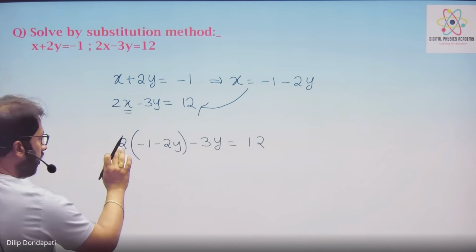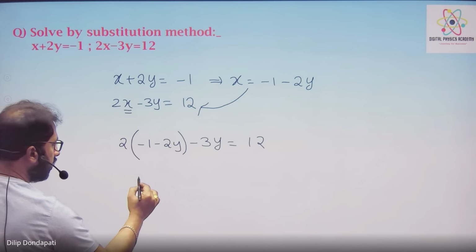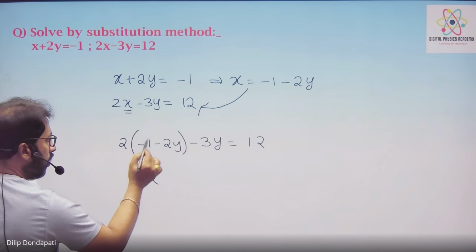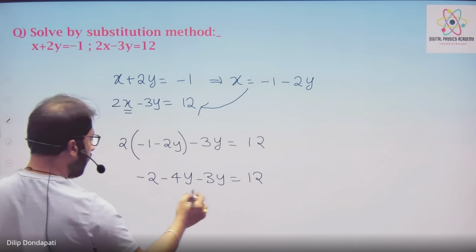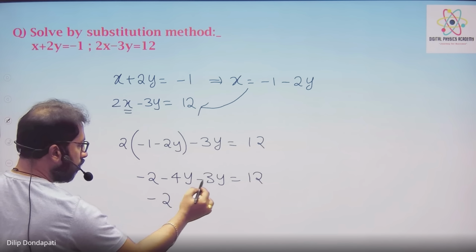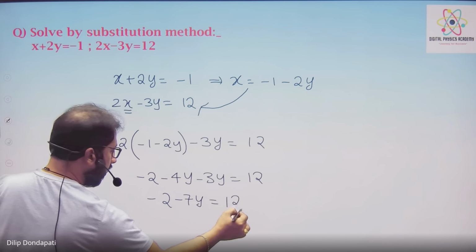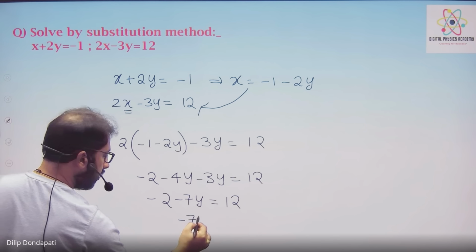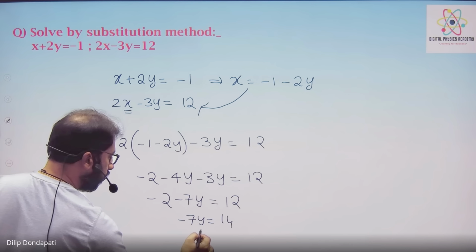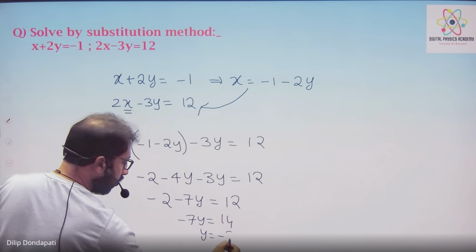Okay. Now this bracket means multiply these two. So 2 into -1 is -2. 2 into -2y is -4y. -4y -3y is equal to 12, right? So -2 -4y -3y is -7y is equal to 12. I'm sending -2 to the other side, so it will be +2. So -7y is equal to 14. Y value will be easy, when you send this it becomes division. So y = -2.